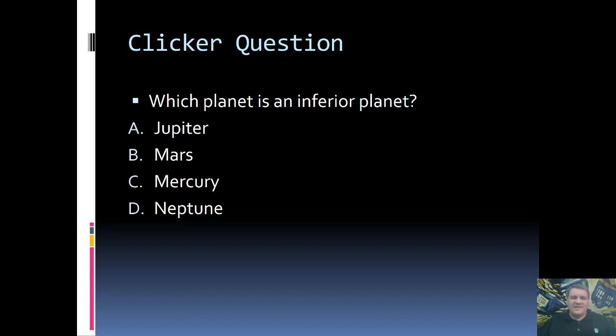So the correct answer is C, Mercury. An inferior planet is a planet that is closer to the Sun than the Earth, or at least we say the Earth because this is where we are, and Mercury is the only planet closer to the Sun of all of these that are on the list.